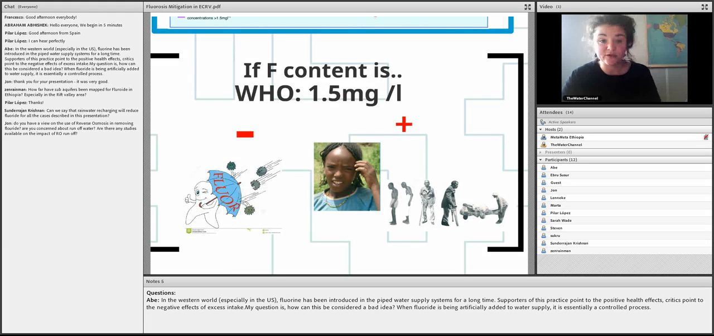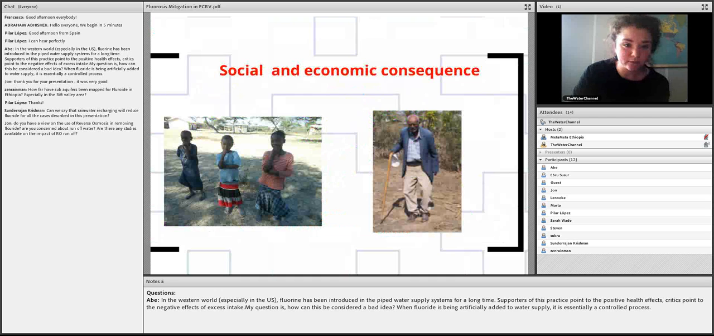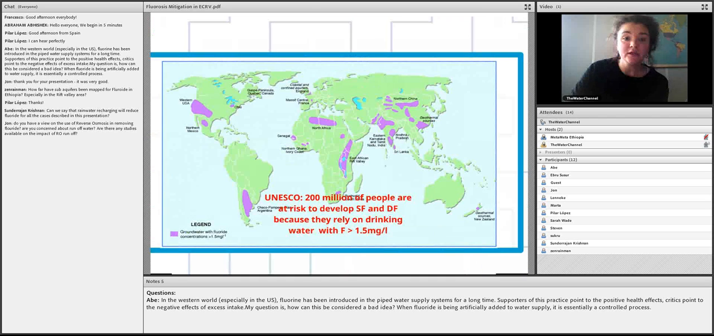These are two biochemical diseases that occur in a lot of parts of the world. In fact, as you can see from this map, there are a lot of parts in the world where you have concentrations of fluoride that exceed 1.5 milligrams per liter, and one of these is in the Rift Valley in Ethiopia. UNESCO estimated there are 200 million people that are at risk of developing skeletal fluorosis and dental fluorosis.